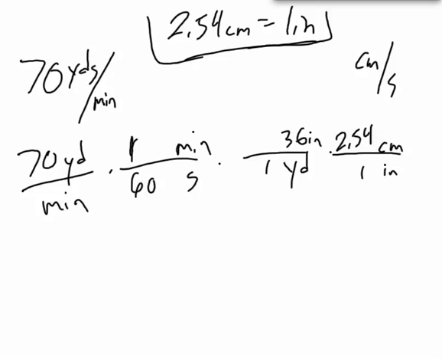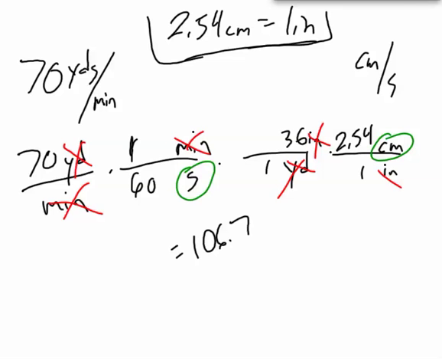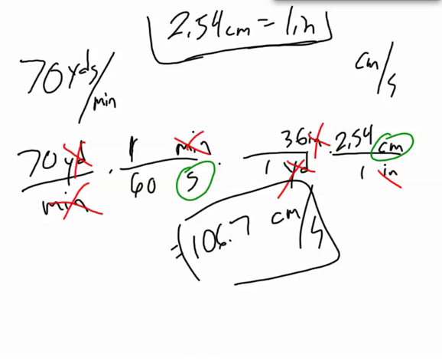Right, and so if you take a look at it, minutes factor out, yards factor out, inches factor out, and we're left with centimeters per second. So you multiply through 70 times 1 times 36 times 2.54, all divided by 1 times 1 times 1 times 60. So what is it? 106.68. 106.7 centimeters per second. And everybody's happy. Now, if this was velocity, what else would we need? A direction.